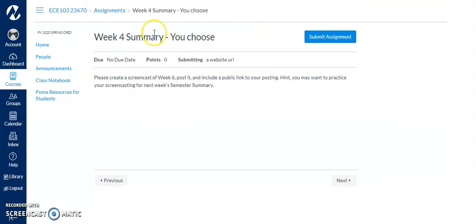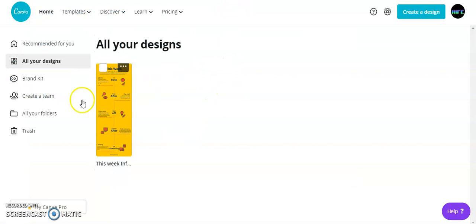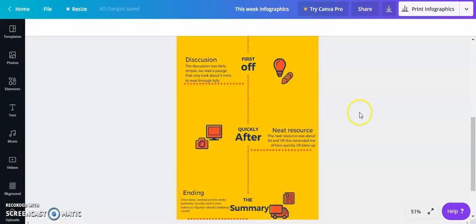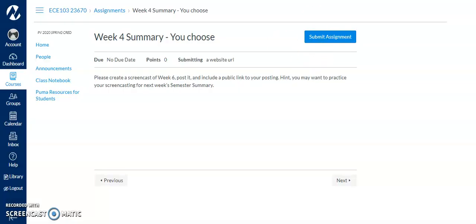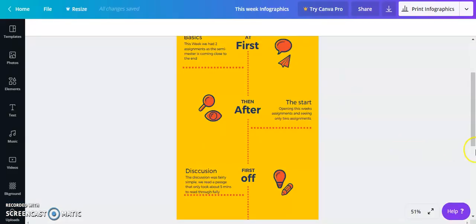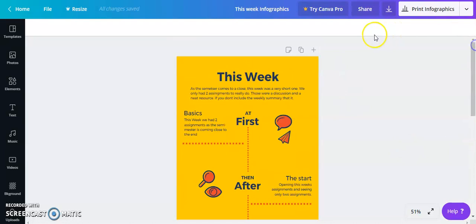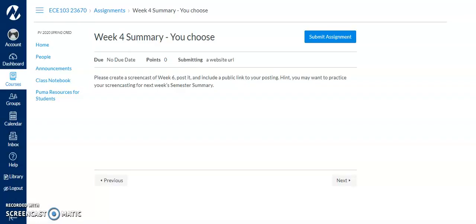It says the week 4 summary you choose, and right here it says please create a screencast of week 6 and post it. But I did it as an infographic. This is one that I had submitted last week, and for some reason it says that it's not submitted. I'm not sure. I guess I'll just have to redo it over a screencast. But that's besides the point.